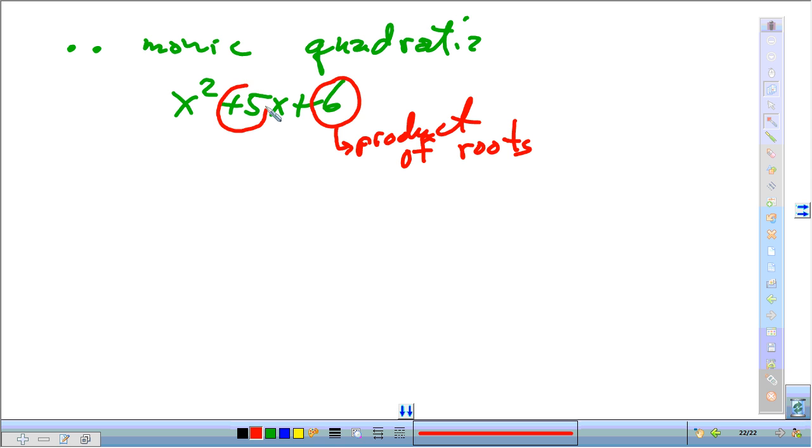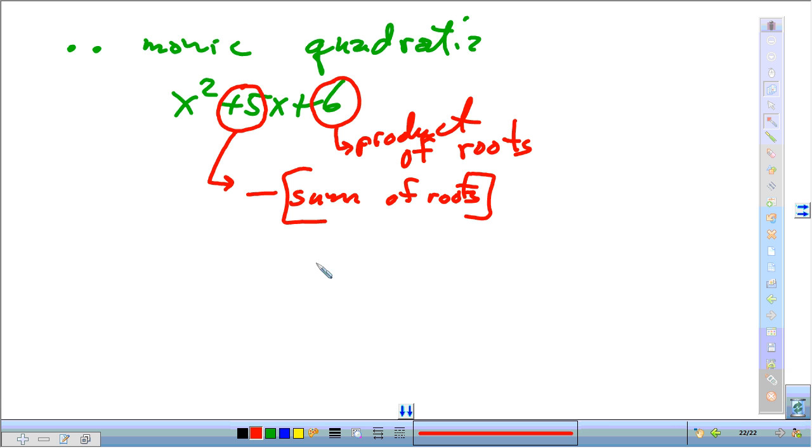And the 5 as essentially the sum of the roots. Actually, it will turn out to be negative, that value. So we need a sum of roots to be minus 5, and we need a product which is 6.